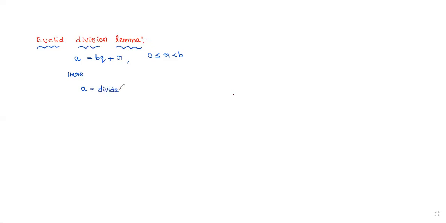Dividend and divisor, q means quotient, r means remainder. But the r value is in between only 0 and b. The r value is in between 0 and b.